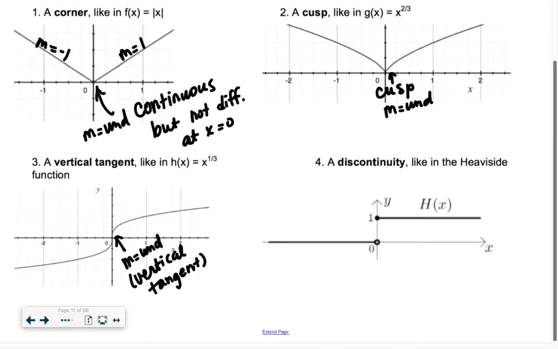All right, and then a discontinuity like in the Heaviside function. So the Heaviside function was created by a mathematician with the last name of Heaviside, as I've told you. And it's one where it's heavier on the top than it is on the bottom. I know, I should make up some kind of function, I don't know.